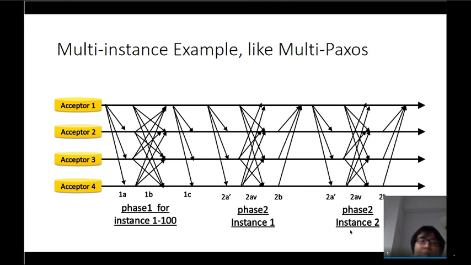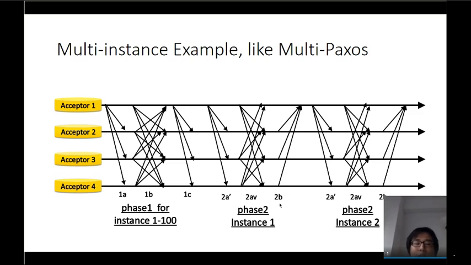Like multi-Paxos, phase 1 can actually be batched for multiple instances, right? So let's assume we have 100 instances. We only need to do phase 1 once. And for all the rest of the instances, we actually only need to do phase 2, right? The phase 2A prime, the cooperative phase 2AV, and phase 2B as a reply. So this is how the protocol can work in practice, right?